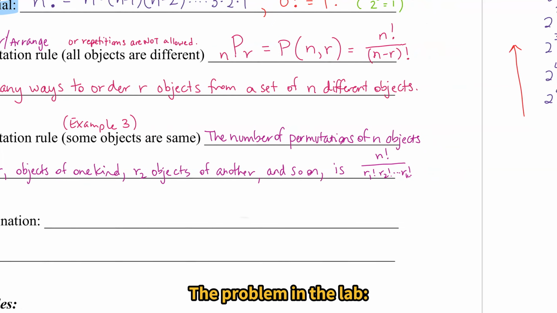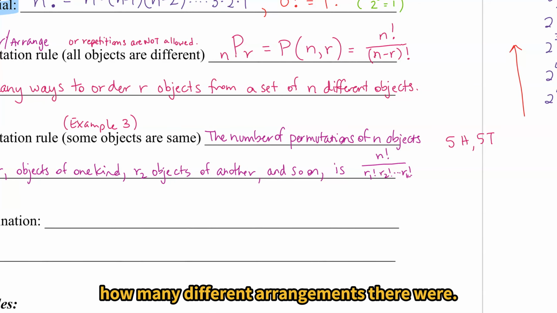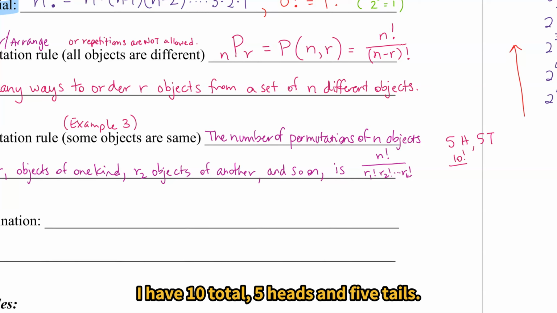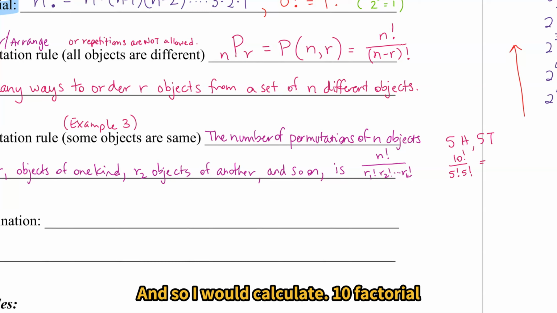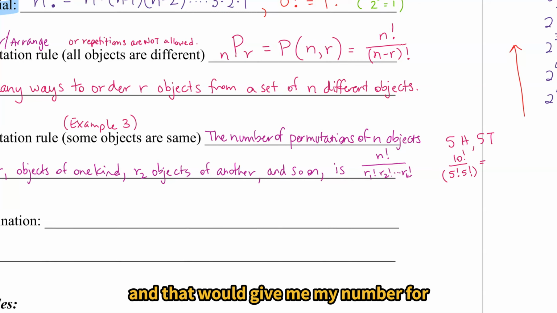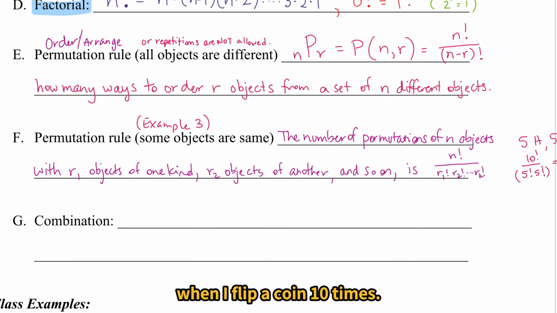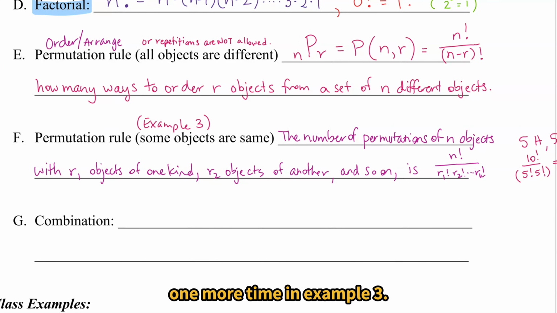The problem in the lab, I did the problem 5 heads and 5 tails, and I wanted to know how many different arrangements there were. I have 10 total, 5 heads and 5 tails. And so I would calculate 10 factorial divided by 5 factorial times 5 factorial. That would give me my number for how many arrangements of 5 heads and 5 tails I could get when I flip a coin 10 times. But we'll see this one again one more time in example 3.